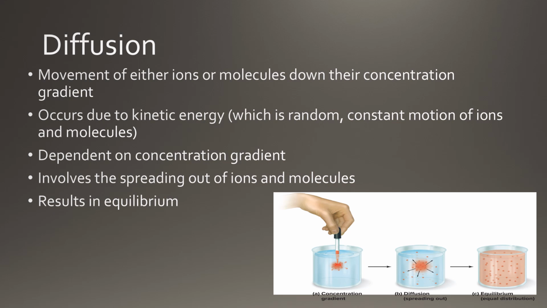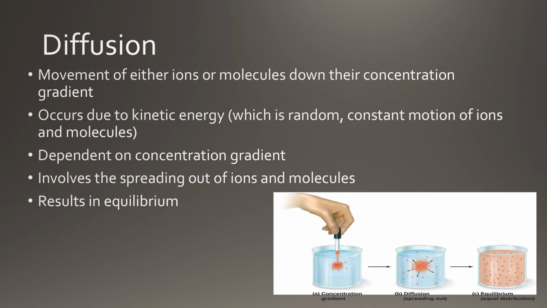Characteristics of diffusion include dependence on a concentration gradient. Diffusion occurs from regions of higher concentration to regions of lower concentration, following the concentration gradient. Also, spreading out of substances. The random motion of ions or molecules leads to their spreading out, or diffusion, from areas of high concentration to areas of low concentration.